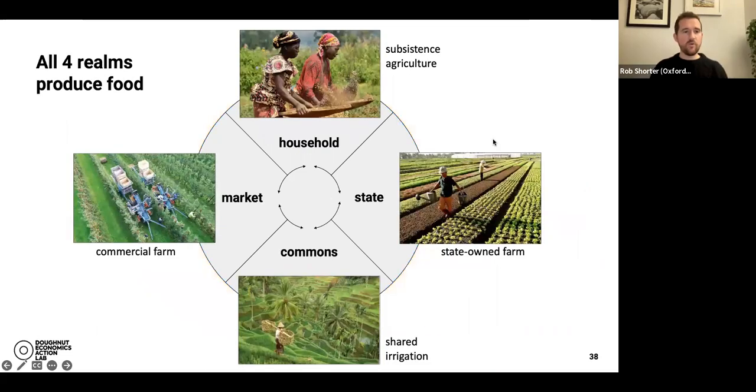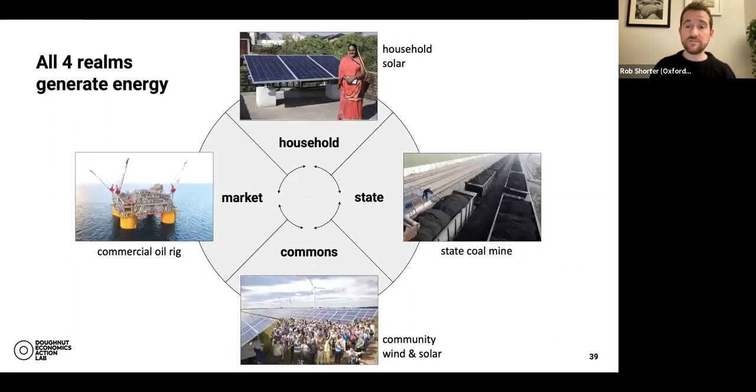Yes. Yeah, and you can see now the four realms. So there are different ways in which we can provision for the essentials of life across all of these. So subsistence agriculture within the household; within the state, we have state-owned farms and shared irrigation; and commercial farming in the market. So they can work in their unique strengths and skills across all these different areas. The four realms generate energy in different ways, and they have different qualities when they provision in these different ways. They have different limits. They have particular kinds of solutions they're good at meeting.